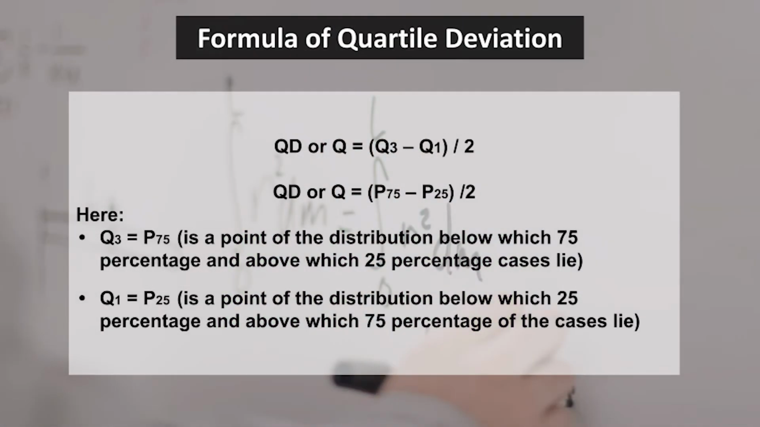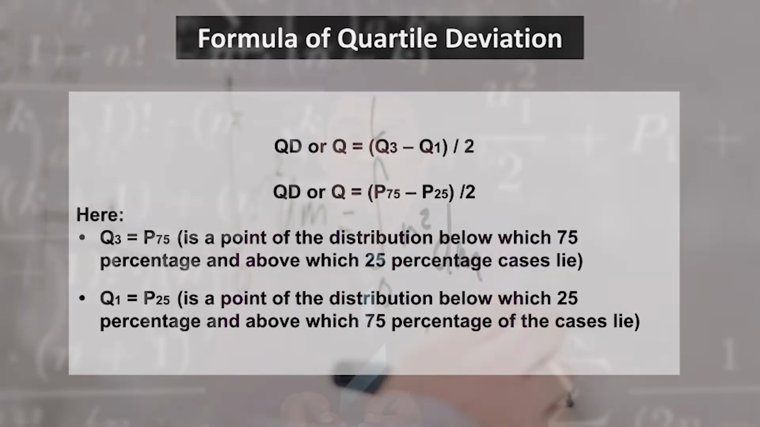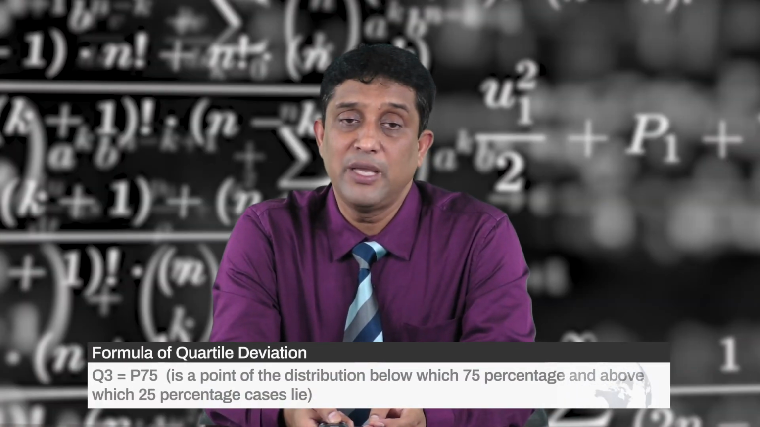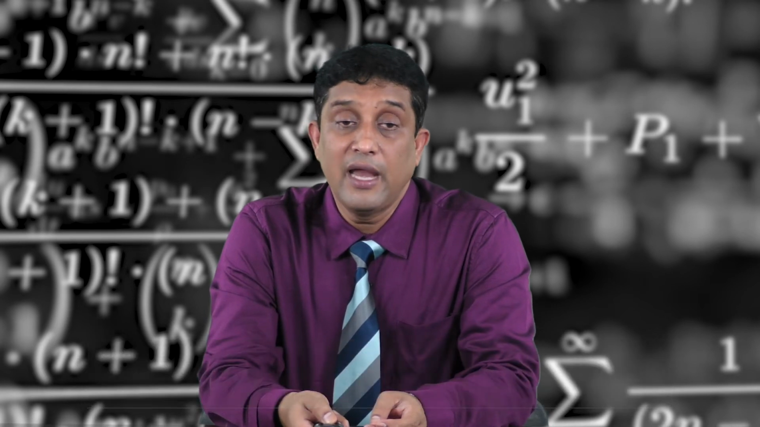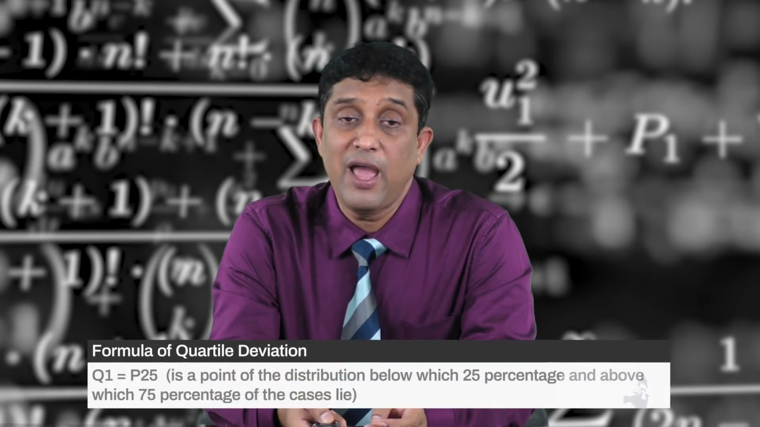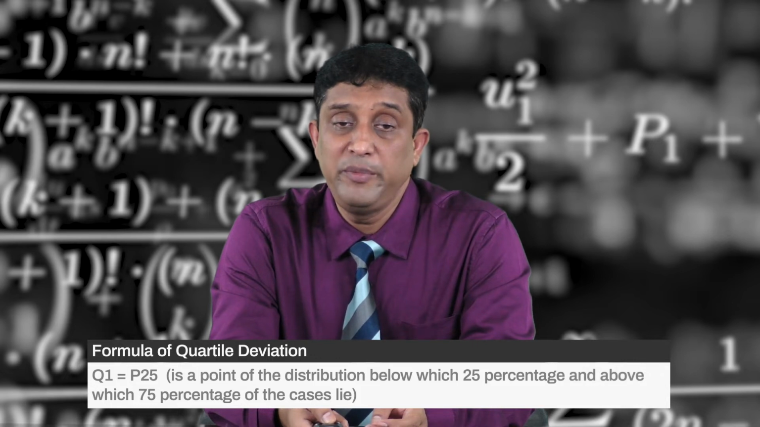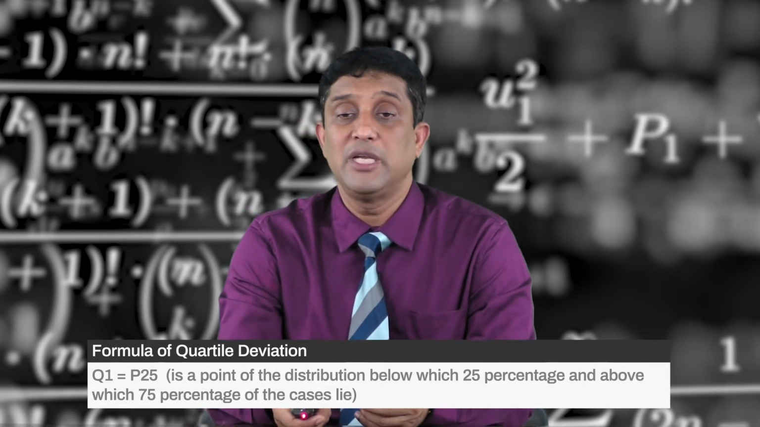And as I have already said, Q3 is equivalent to P75 because this is the 75th percentile, and Q1 is equivalent to P25, the 25th percentile. Here Q3, called P75, is a point of the distribution below which 75% and above which 25% of the cases lie. And Q1, called P25, is the 25th percentile. It means it is a point of the distribution below which 25% and above which 75% of the cases lie.